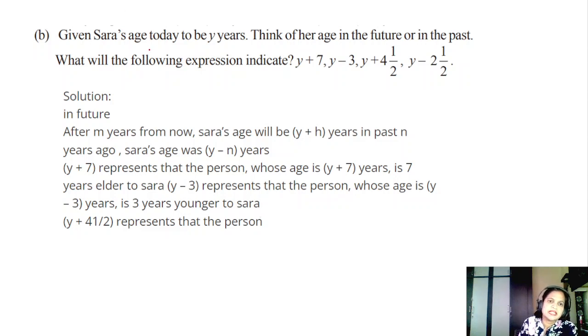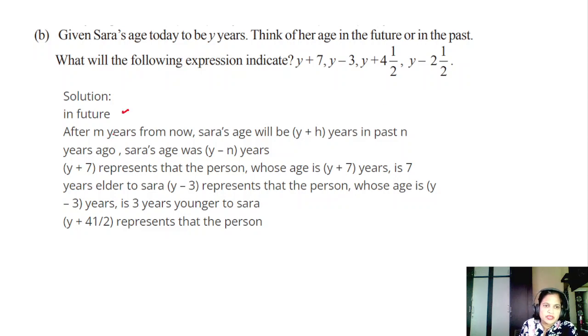B. Given Sarah's age today to be Y years. Sarah's present age is Y years. Think of her age in the future or in the past. How will you say? In the future, after 2 years, y plus 2. In the past, before 2 years, y minus 2. Like this you will write. Okay, what will the following expressions indicate? You have to write a sentence about each. Y plus 7, y minus 3, y plus 4 and a half, y minus 2 and a half.